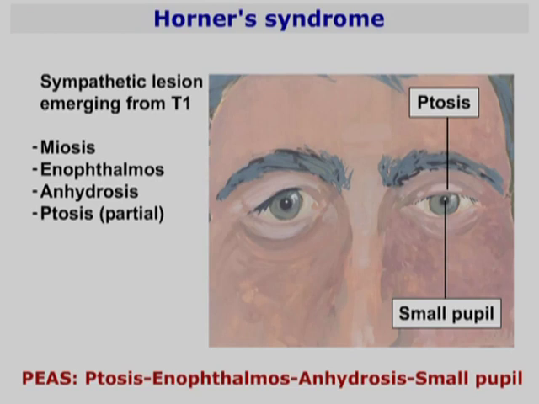When assessing, check for evidence of Horner syndrome. Horner syndrome develops as a result of compression of the nerves which arise from the cervical spine via the T1 nerve root. These nerves supply the face and pupil, causing partial ptosis of the upper eyelid, enophthalmos or sunken eye, anhidrosis or dry face, and miosis or small pupils.